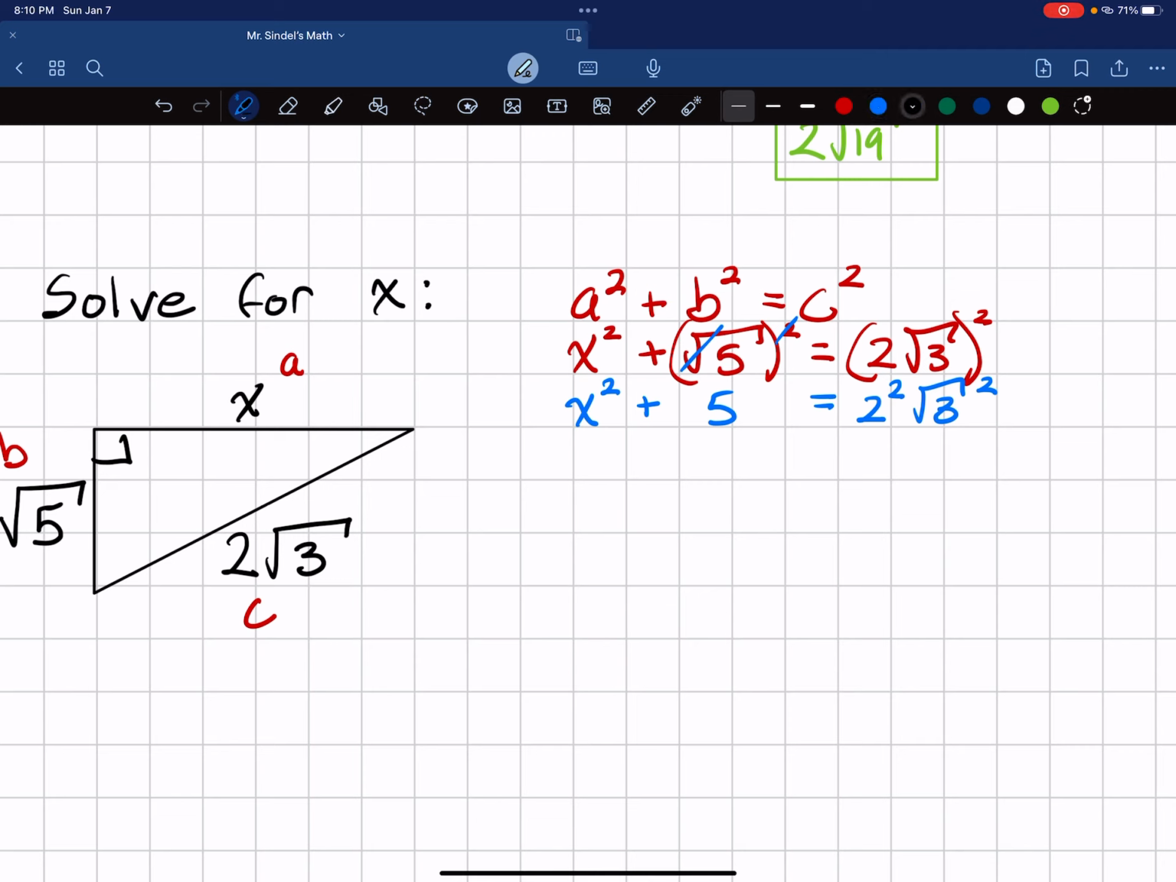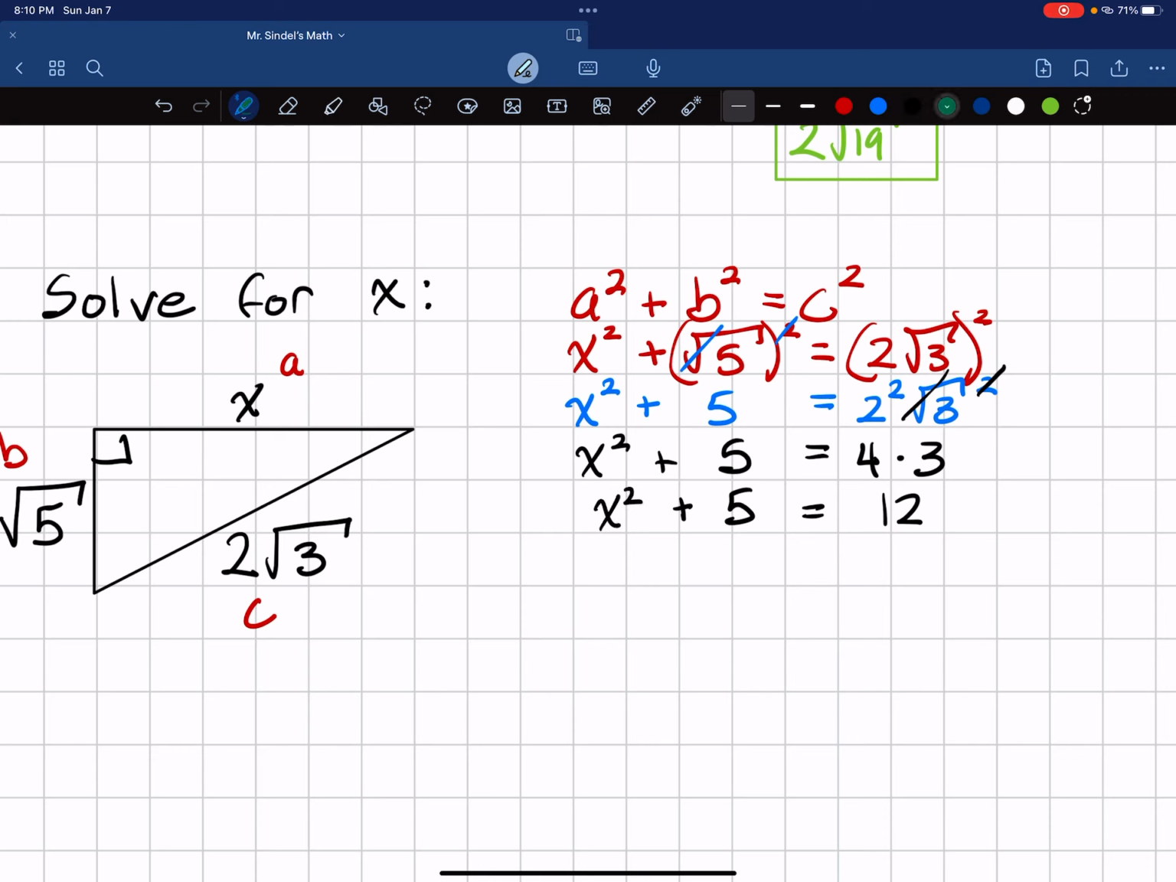And note that this square root of 3 and that radical symbol and this square do indeed cancel each other out, so I can cross and cross, and I can rewrite this as x squared plus 5 is equal to, okay, 2 squared is 4, and then the square root and the square cancel each other out, leaving me with just a 3. This is 4 times 3, and 4 times 3 is 12, so I'm going to have a 12 over here. I'm going to rewrite everything else.